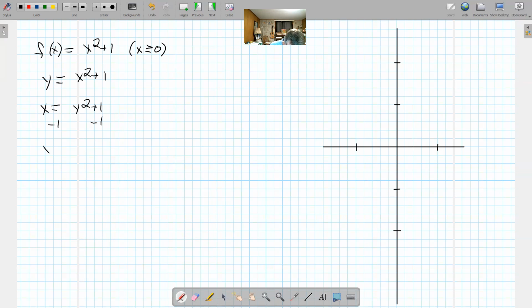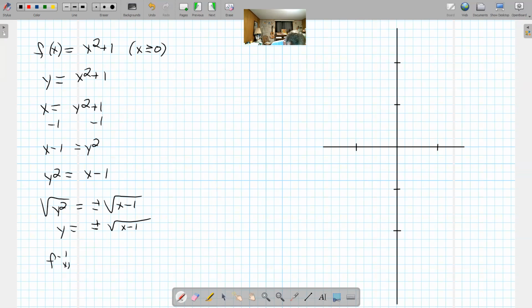I'm going to subtract 1 from both sides, so I get x minus 1 equals y squared. I'm going to go ahead and turn it around and write y squared equals x minus 1. But now, to solve for y, what would I do? I'd have to take the square root of both sides of the equation. And when I do that, I'm going to have plus or minus the square root of x minus 1. And then going on from there, I'm going to replace y with f inverse of x notation. So we get f inverse of x equals plus or minus the square root of x minus 1.